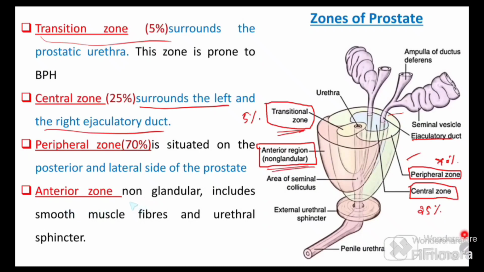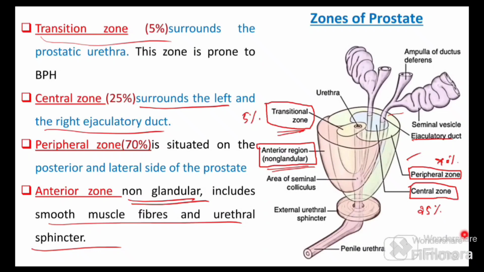The anterior zone, you know, is the anterior lobe which is non-glandular, where you can see only some smooth muscle fibers and the urethral sphincter. Smooth muscle fibers and urethral sphincter are present in the anterior zone. So these are the zones of the prostate gland. What are they? We have four zones: transitional zone, central zone, peripheral zone, and anterior zone.